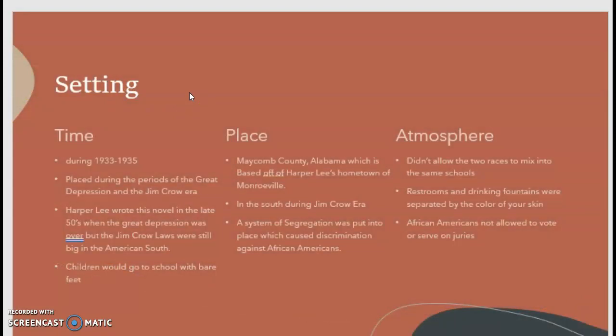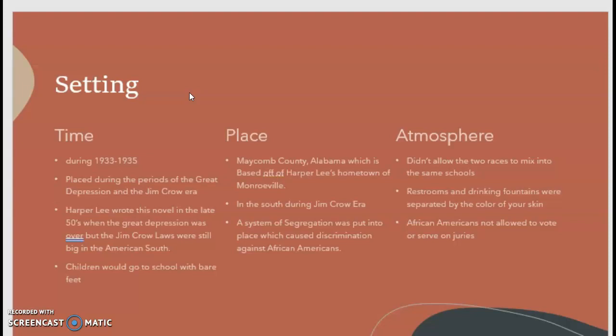Now that we have a little synopsis, we are going to be talking about the setting. So let's start with time. The time is 1933 to 1935. It's placed during the periods of the Great Depression and the Jim Crow era. Harper Lee wrote this novel in the late 50s, when the Great Depression was over, but the Jim Crow laws were still big in the American South. It's also a time when children would go to school with bare feet.